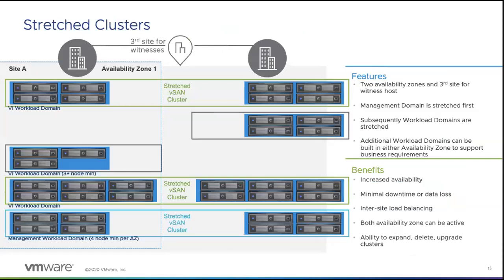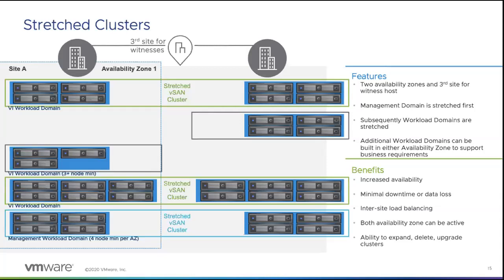So moving to stretched clusters. Just talking a little bit more about this, the way it works is, one, we need vSAN. Two, we have, for example, two availability zones, 1 and 2, and then we need to have a third site for the witness host. The management domain has to be stretched first always. And the clusters in other domains can be stretched. I mean, you don't necessarily need to stretch all the clusters. It depends on what you want between two sites, and you can just stretch those clusters.